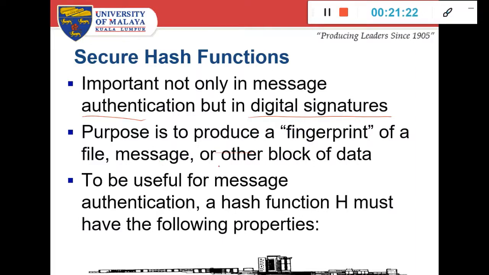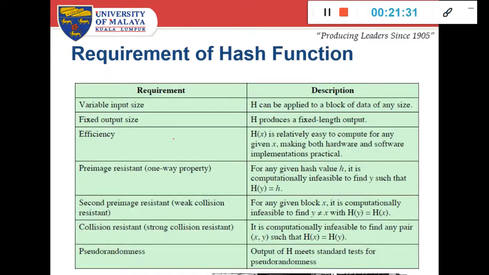To be useful for message authentication, a hash function must have the following properties. First, variable input size: H can be applied to a block of data of any size. If you have a short message or a very lengthy message and you apply a hash function, it will become the same fixed-size output string. Second, fixed output size: H produces a fixed-length output.